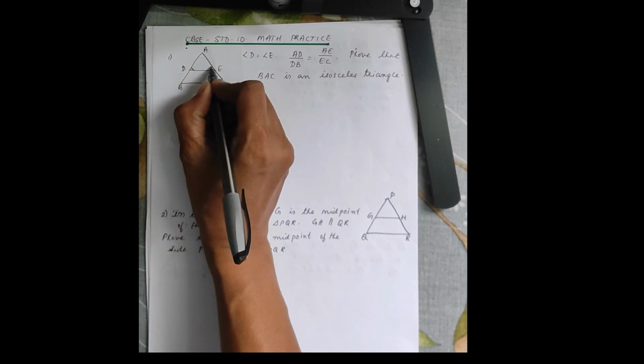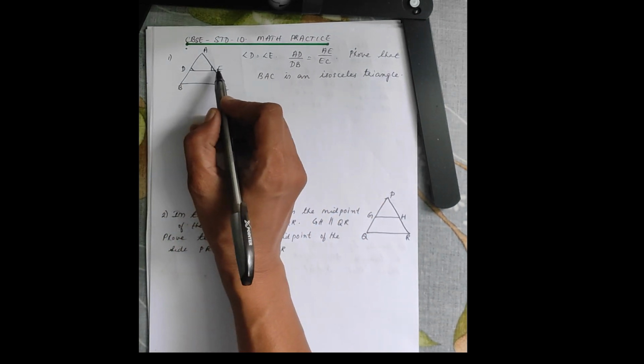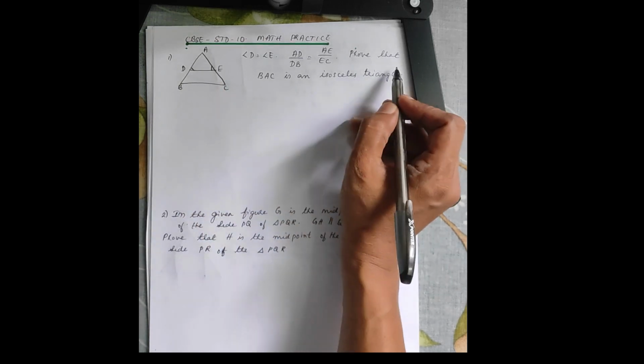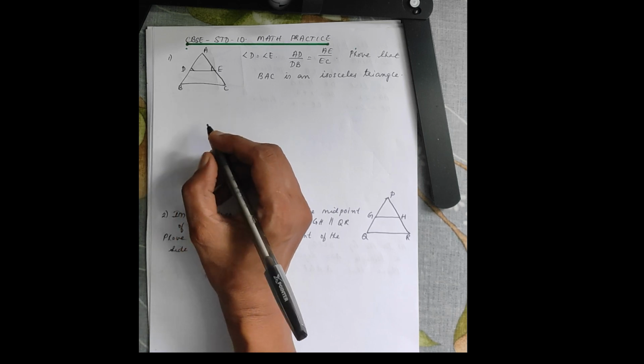Hi students, today we will do some more questions from the lesson Triangles for Class 10 CBSE for the board exam. The triangle ABC is given and angle D is equal to angle E, and AD by DB equal to AE by EC is given. Prove that BAC is an isosceles triangle.